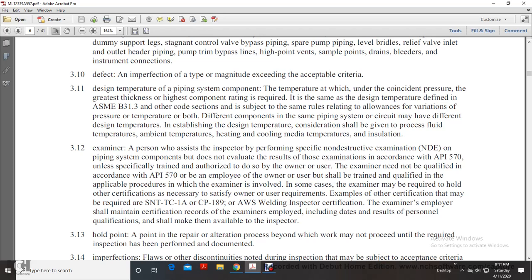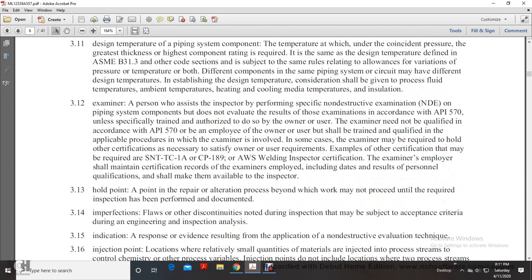In establishing design temperatures, consideration shall be given to process fluid temperatures, ambient temperatures, heating and cooling media temperatures, and insulation. An examiner is a person who performs specific nondestructive examinations on piping system components but does not evaluate the results of the examination in accordance with API 570, and is specially trained and authorized to do so by the owner-user.